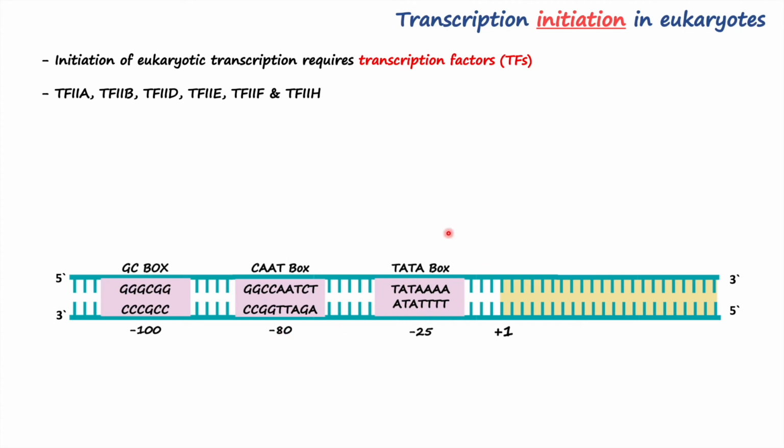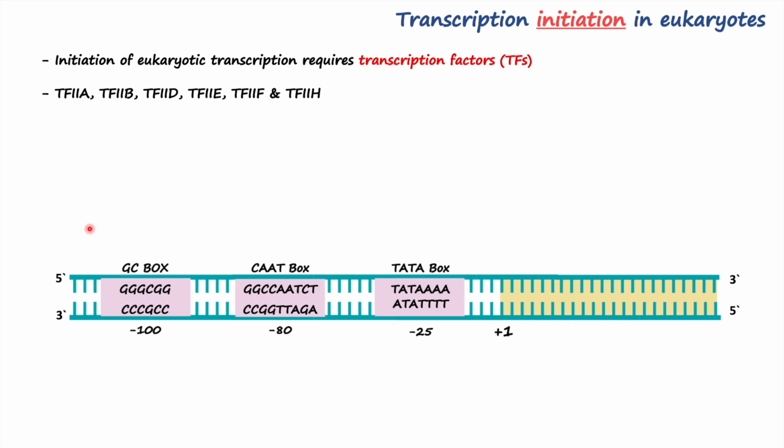And there are basal transcription factors which bind to this TATA box. Now the second promoter region, which I call the CAT box. This CAT box promoter region is present at -80 bases before the transcription start site, and the general transcription factors recognize and bind on the CAT box.